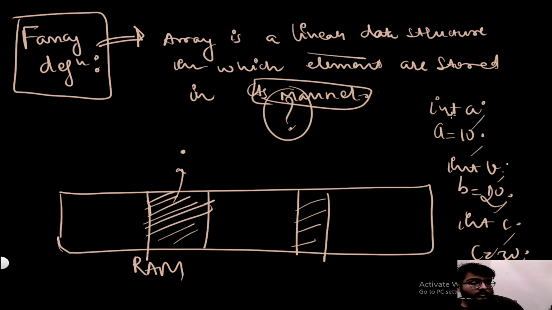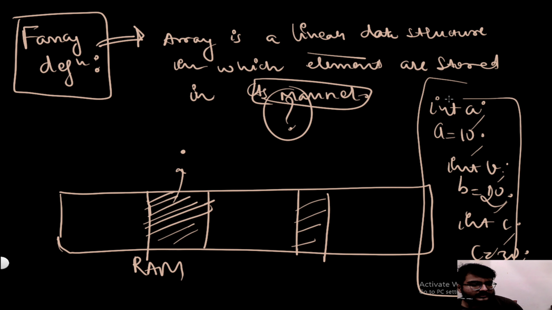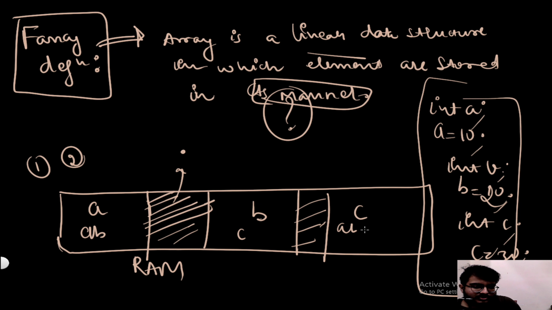Perfect. Now, where these a, b, c will be stored, we do not have any surety about that. The a can be stored here, b can be stored here, c can be stored here, one possibility. a and b can be stored here, c can be stored here, another possibility. a, b, c can be stored here, here, or here, third possibility. So there are three factorial possibilities.